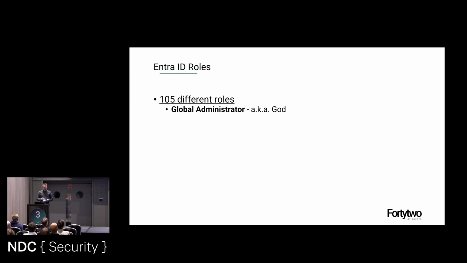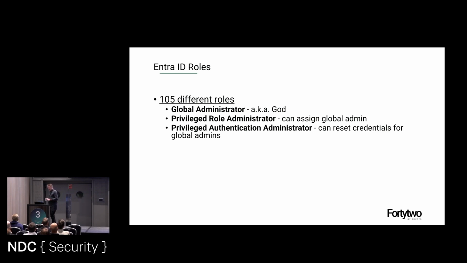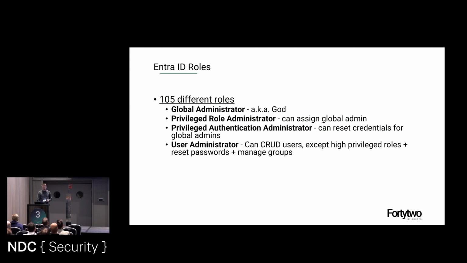So in Entra ID, we have 105 different roles. So now we're going to go through each and every one of them. No, we're not going to do that, but there are three of these that are the most critical ones. Everyone's heard of global administrator, but you also have privileged role administrator and privileged authentication administrator that are essentially the same thing. They don't have the global administrator permissions, but they can just reset the password of a global admin or assign themselves global admin, and they should be treated in the exact same way.